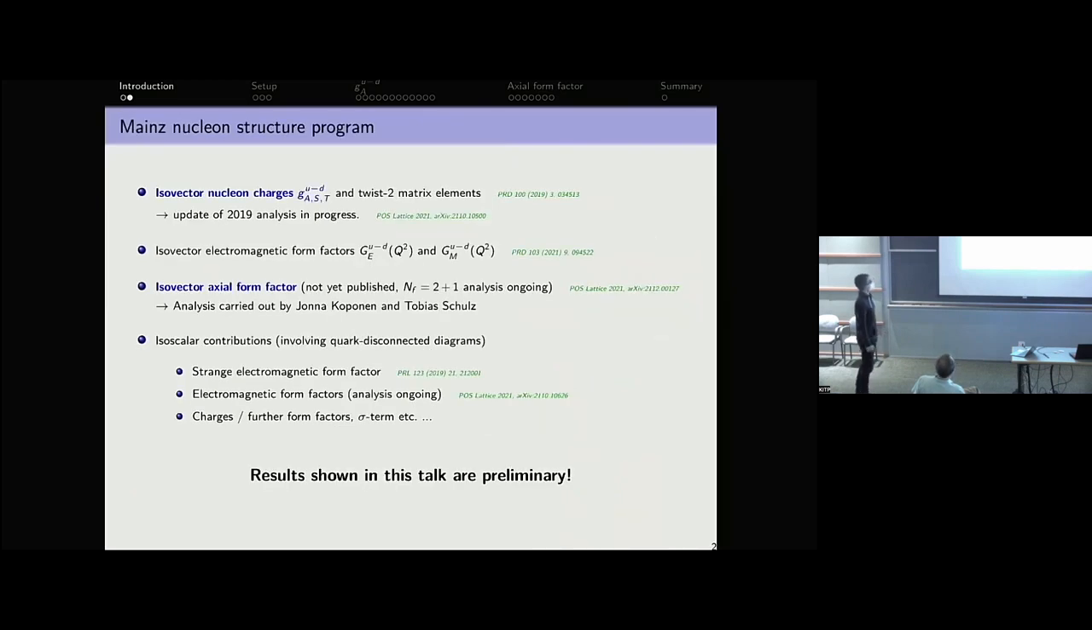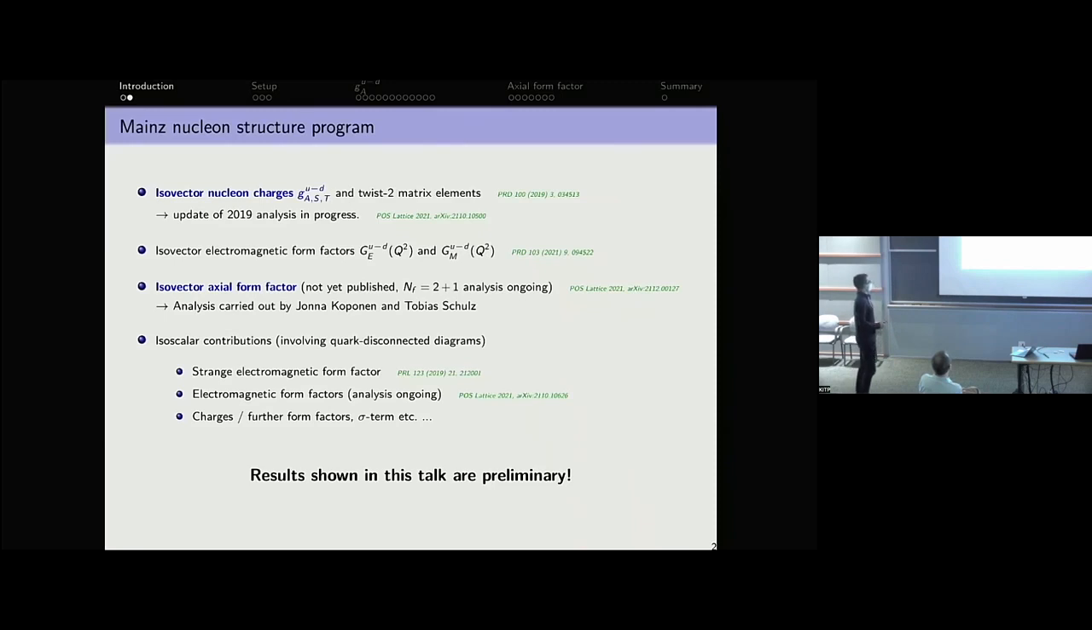That's a brief overview of the Mainz nucleon structure program. First of all, of course, we're computing isovector nucleon charges and twist-2 matrix elements. This has been published in 2019, but there's also an update ongoing. So I'll talk a little bit about that because g_A is kind of a benchmark for all of this. Then we had a paper on the isovector electromagnetic form factors. And of course, then there's the isovector axial form factor, which has not yet been published. I should mention this analysis is carried out by another postdoc in Mainz, Jonna Koponen, and previously also by a PhD student, Tobias Schulz.